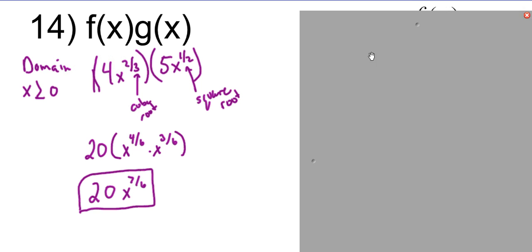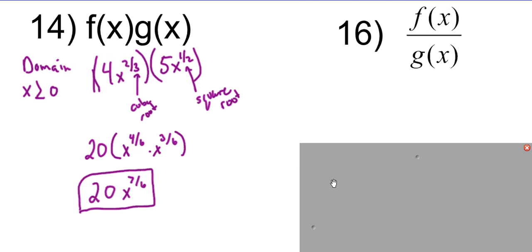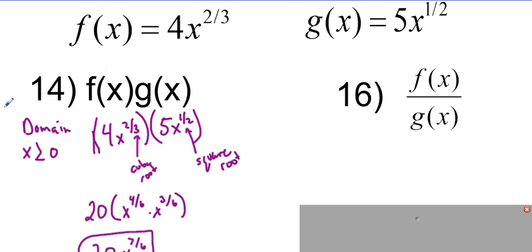All right, let's check out another one, number 16. In this one, we're not multiplying, we're actually dividing. We're going to divide f of x, 4x to the 2/3, by g of x, which is 5x to the 1/2.